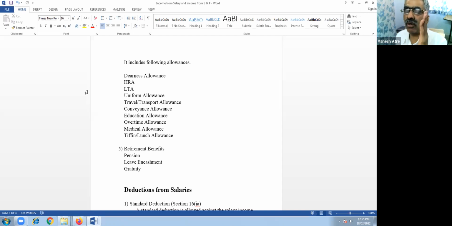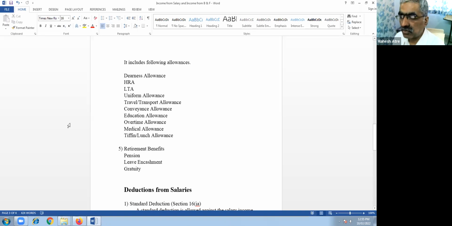Please note, even though it is called allowances, it is going to be a part of salary. It is included in income from salary. So I am going to say once again, before discussing that, income from salary includes perquisites, profit in lieu of salary, as well as allowances. Now, it depends upon the employer. It is the policy of the company or the organization which allowances are to be given.